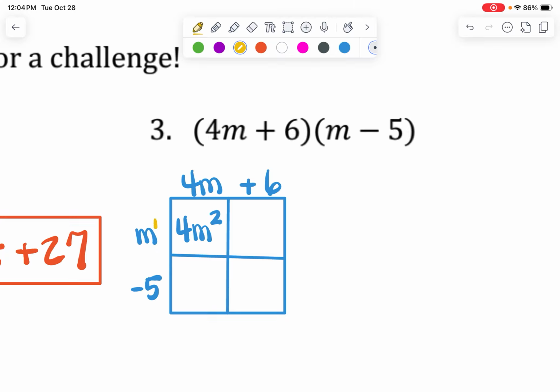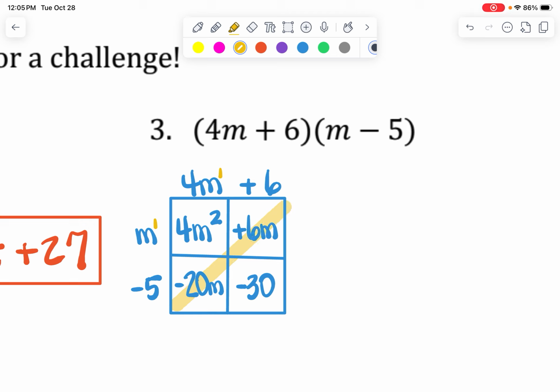Right, because we have 1 and 1. Right, you're always going to have a squared in that upper left box. You'll start noticing the patterns, right? This is going to give me positive 6m. Let's see, bottom left, 4m times negative 5. That's negative 20 m's. And then negative 5 times 6, negative 30.